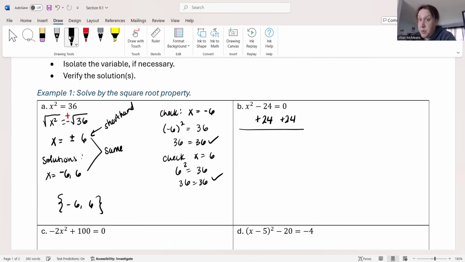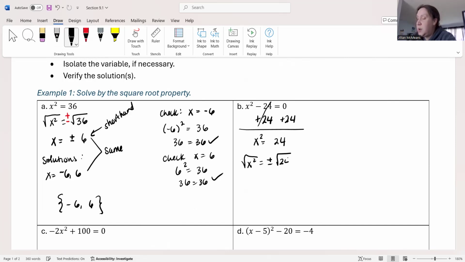Well, negative 24 plus 24 is 0. So that leaves me just x squared on the left. And then on the right, we have 24. So the squared part has been isolated. To undo the squared component, we take the square root. So we're going to take the square root of both sides, and don't forget your plus or minus.